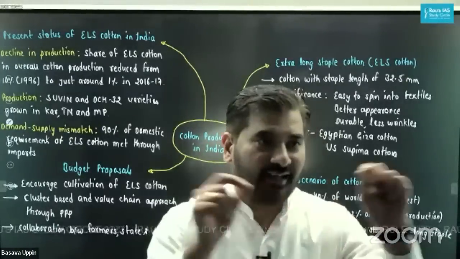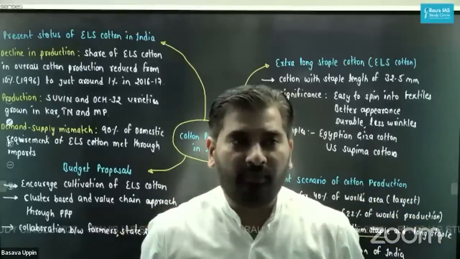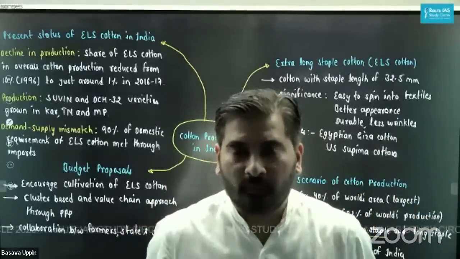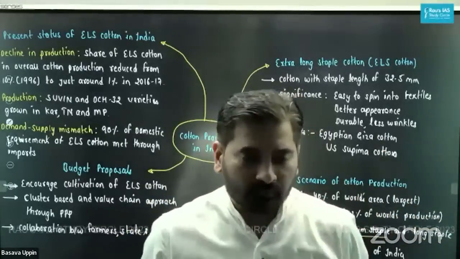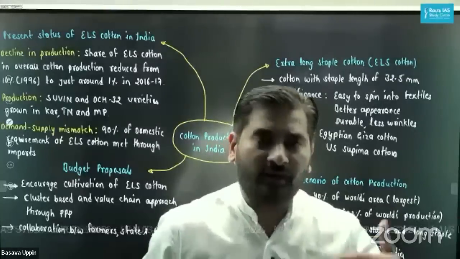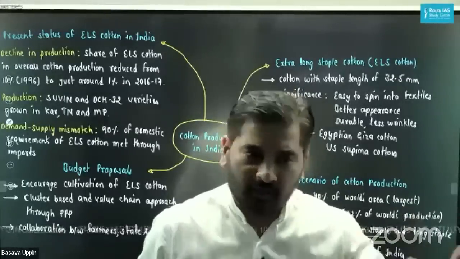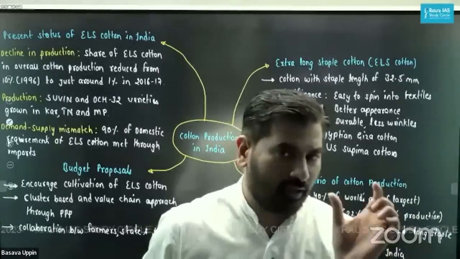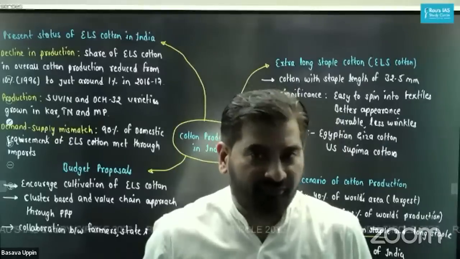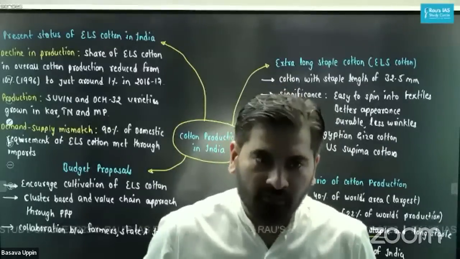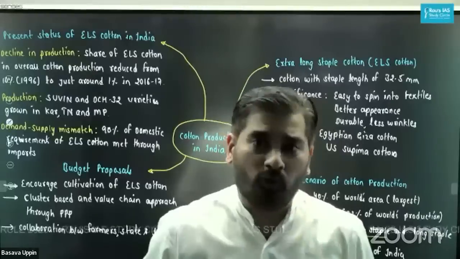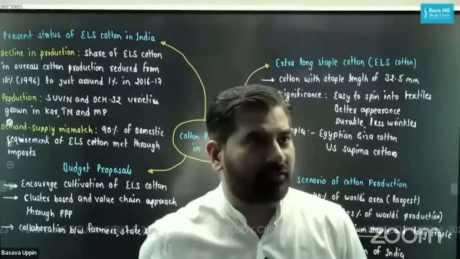Staple means length, Archie. Staple means your length. We're talking about the length of the cotton. So here, the short staple cotton, we cannot weave it into textiles. Even if you weave it into textiles, the quality of textile is very inferior. It is not durable. Such a textile has more wrinkles. So these are the problems.